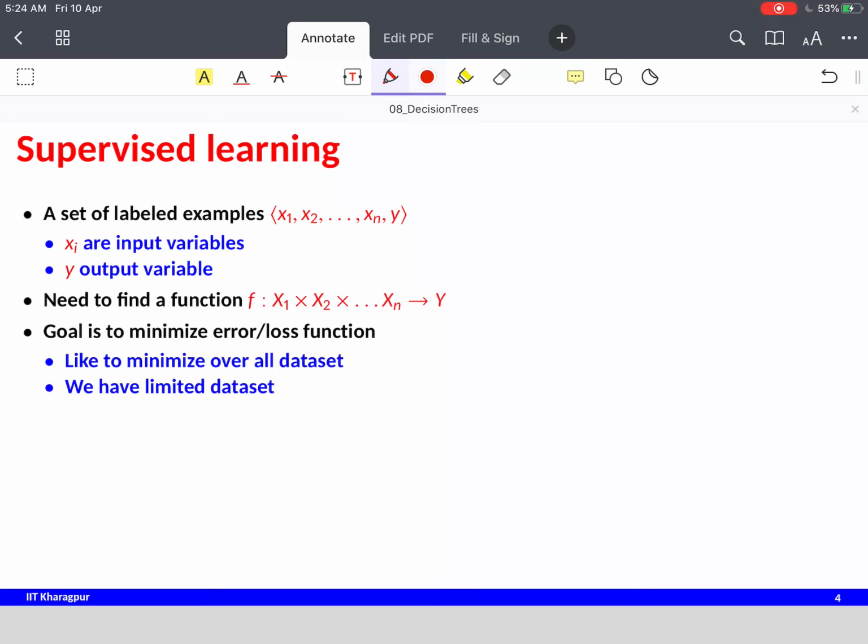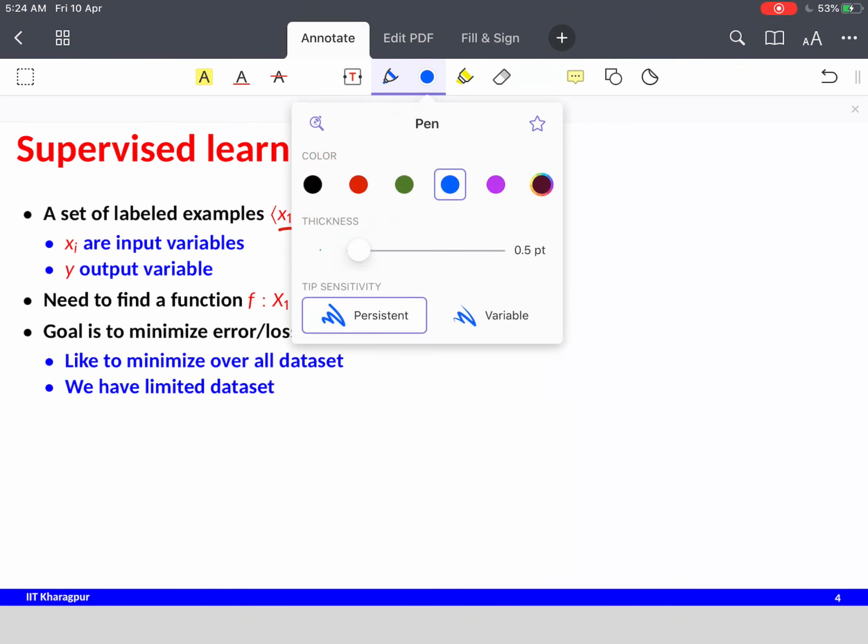So let us look more into supervised learning. In supervised learning, we are given a set of labeled examples. So we have been given this exercise, and we have been given the actual outcome. Now, these x_i are my input variables, and y_i is the actual output variable.